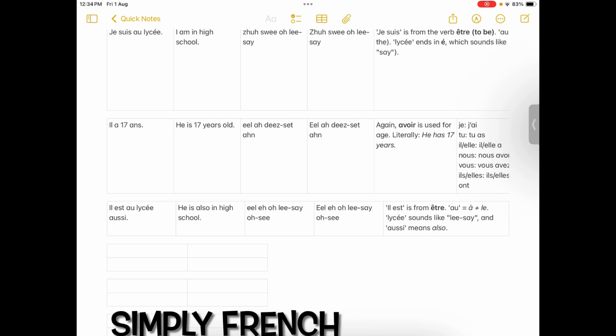Il a dix-sept ans. So he is 17 years old. We have already seen in the earlier sentence that whenever an age is used to present one's identity, we use avoir instead of être. So he is pronounced in French as il, and a, which is the conjugation of avoir, is pronounced as a, and 17 is dix-sept, ans is an. So the whole sentence is pronounced as il a dix-sept ans.